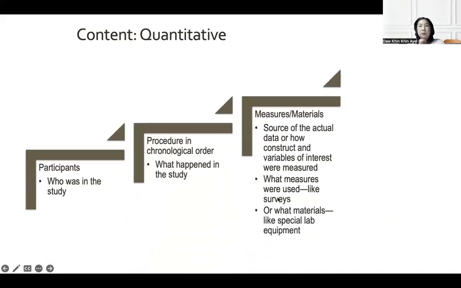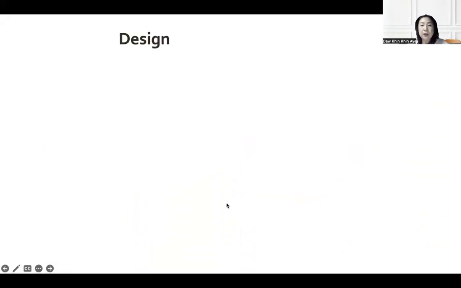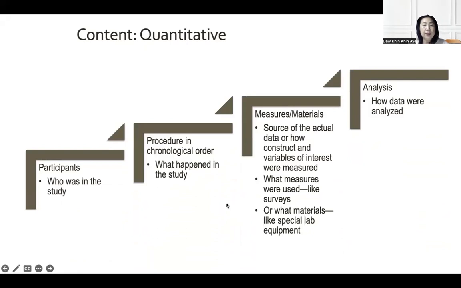Now, we have different content for quantitative and qualitative research. If you are taking the quantitative one, we need to look at participants, who was in the study, and procedure in chronological order. What happened in the study? You need to describe that. And measures and materials, that means the source of the actual data, or how the construct, the one that you would like to explore, for example customer satisfaction, and variables of interest were measured.